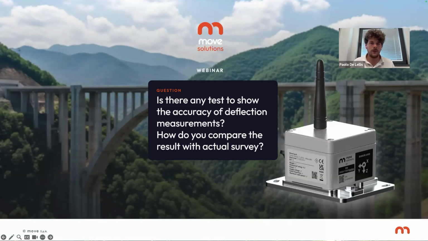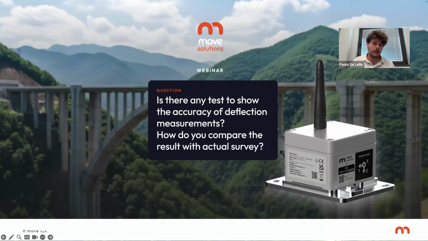So if you follow the installation steps, so you take the right measurement from the different initial points of the sensor, and you set all the information in the right way in the platform, the error that you obtain is the error of the sensor that you have.